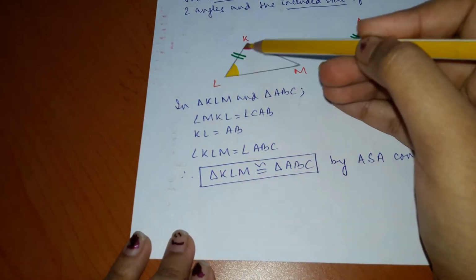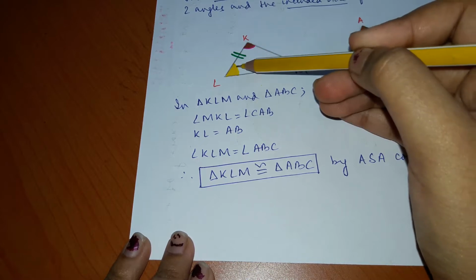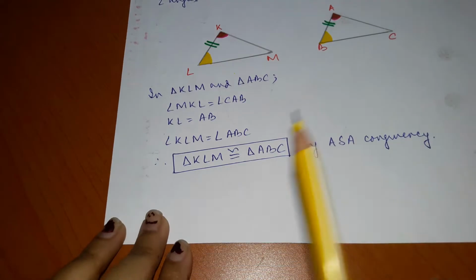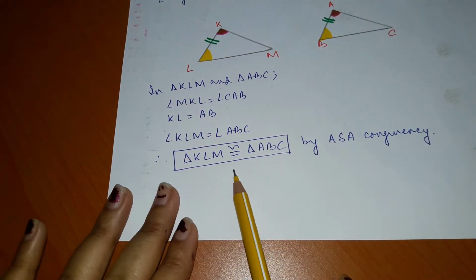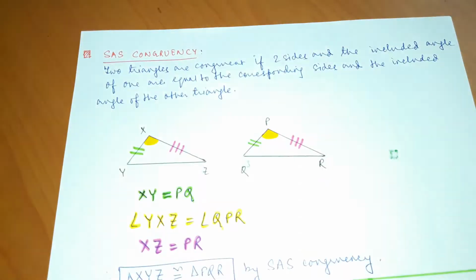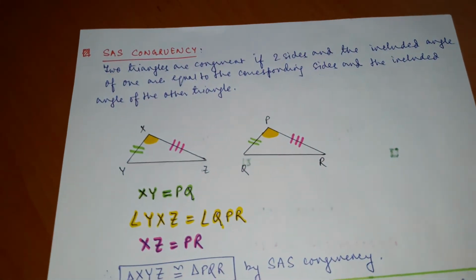See, the included side is the side between these two angles. Similarly, this side is between these two angles. So triangle KLM is congruent to triangle ABC by ASA congruency. Next we come to SAS congruency.